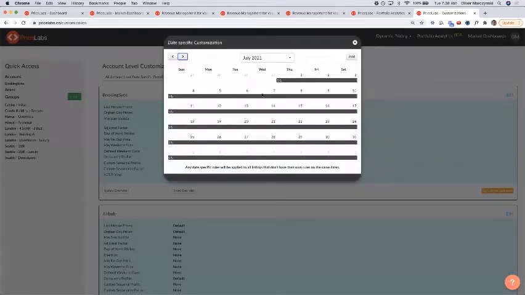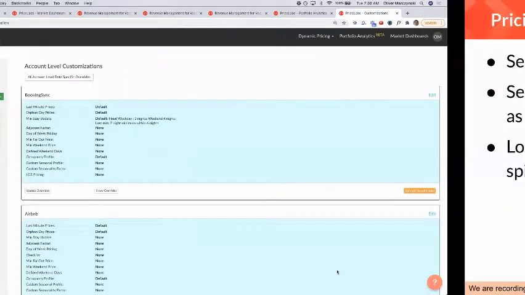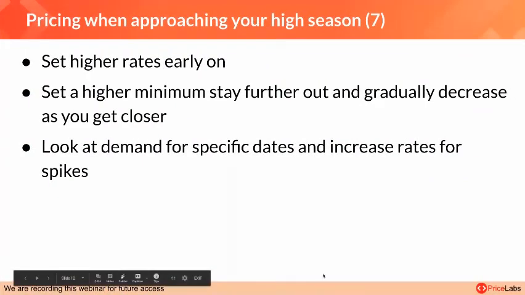As we approach summer, you'll probably want to relax that minimum as we get closer and more of those shorter stays are starting to get booked here. So then you would want to relax it. But for now, since we're still pretty far out, maybe put in that longer minimum stay for your summer dates here. All righty.